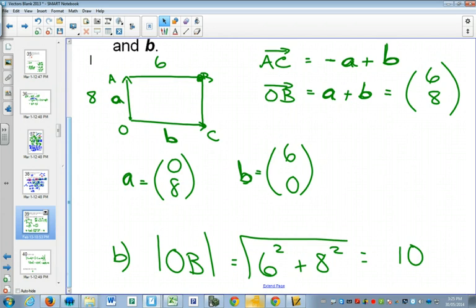So, yeah, question B just asks for the length of O to B. Well, we figured out that O to B is 6, 8, and then you just have to do 6 squared plus 8 squared.